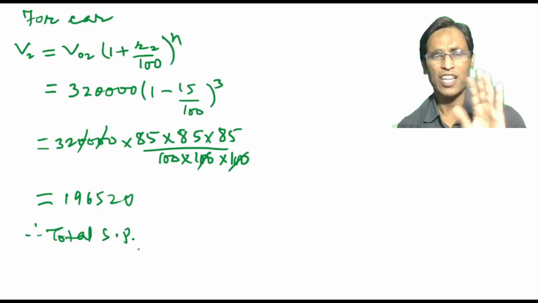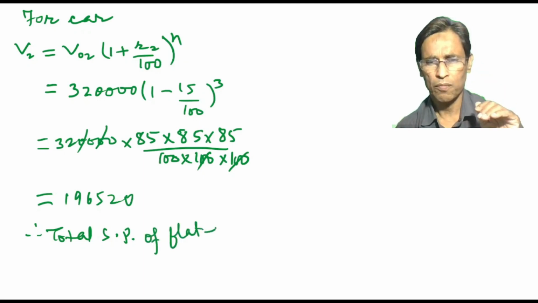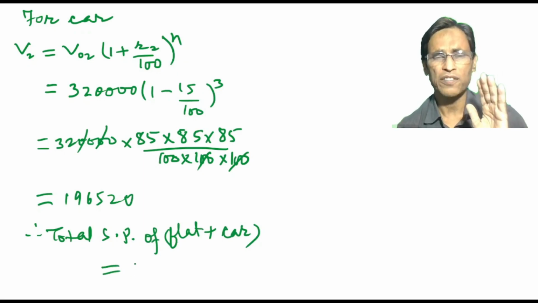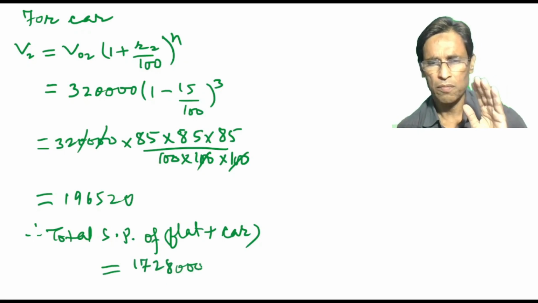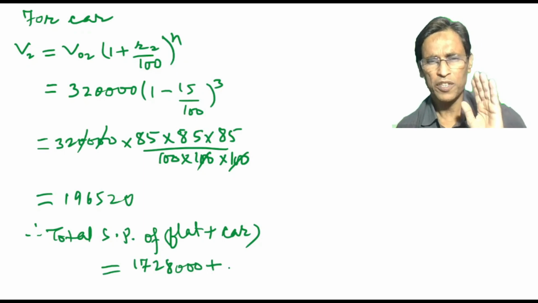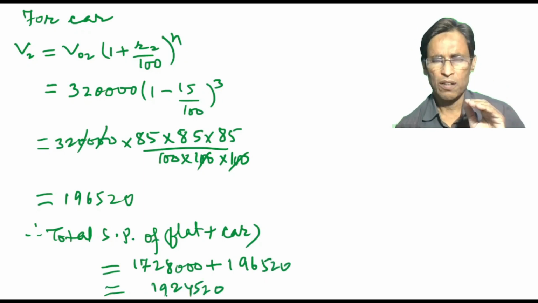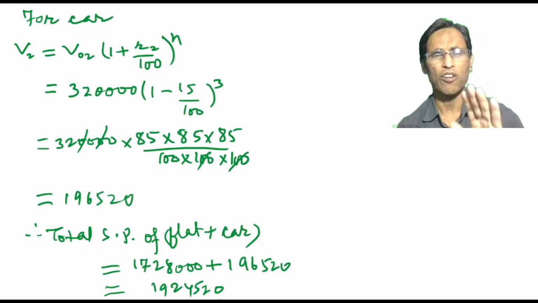SP means selling price of flat plus car. The SP of the flat is 17,28,000 and the SP of the car is 1,96,520. So the total value will be 19,24,520. Total value of SP हुआ.